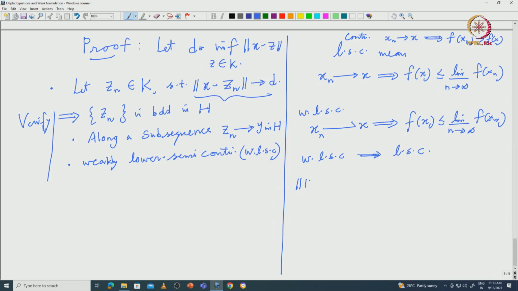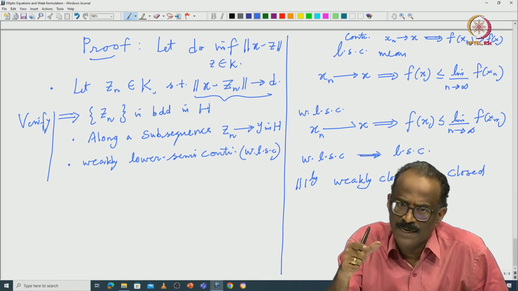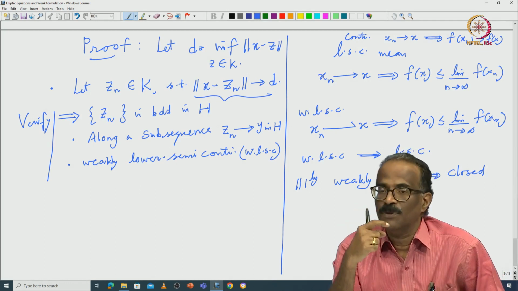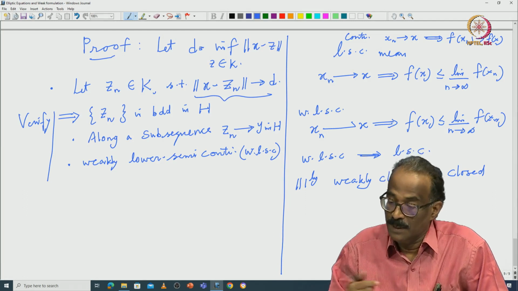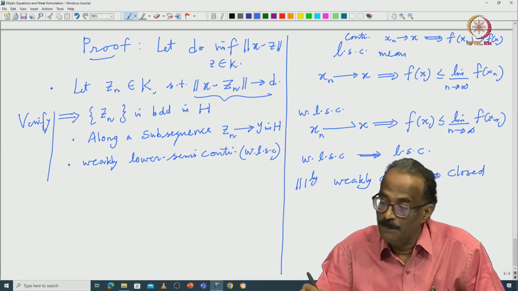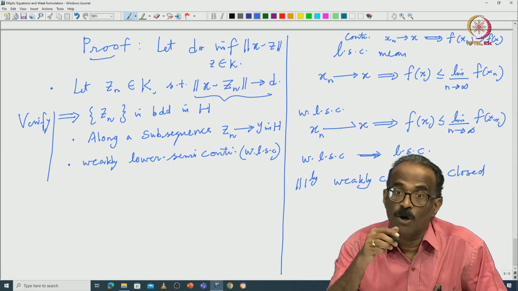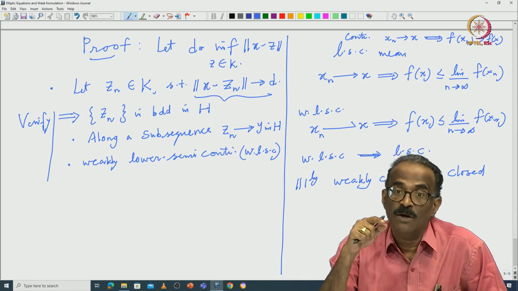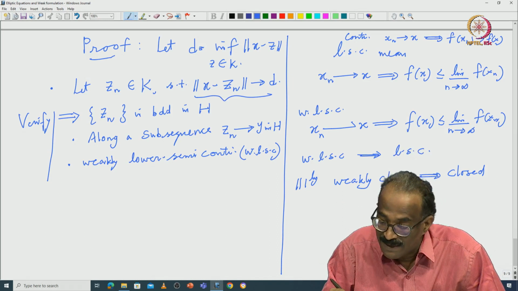Similarly, weakly closed implies closed. Closed means strongly closed, because for xn converges to x weakly, xn is in some K, then x is in K. You are demanding the assumptions are weak, and with respect to assumptions you are concluding the same thing. So, weakly closed implies closedness. The converse is not true. A closed set is not necessarily weakly closed, but then there is a result.